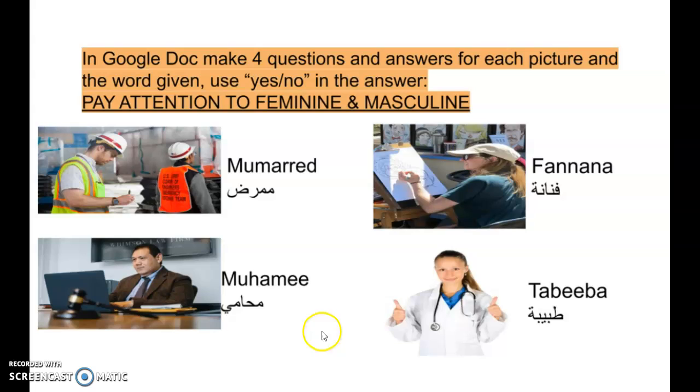I see here four pictures and four different professions. And next to each picture is written a profession. We are going to ask the question, just like the previous slide, to see whether the profession that is written here and the picture are the same. All right? Pay attention to feminine and masculine.